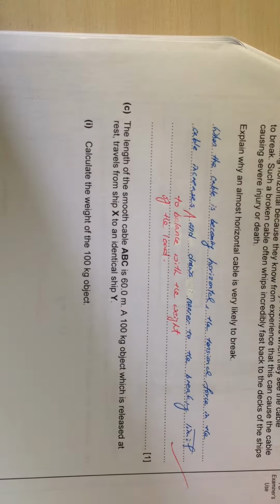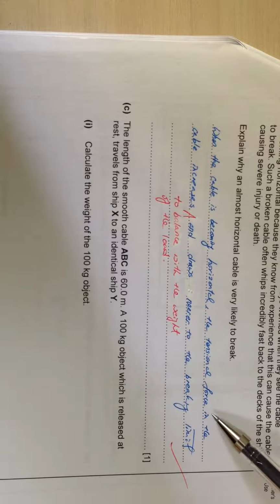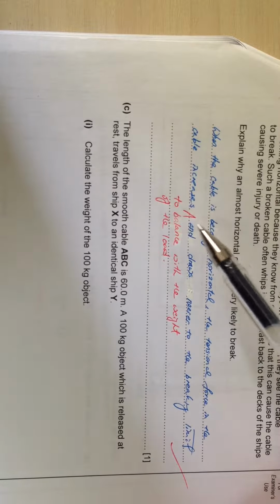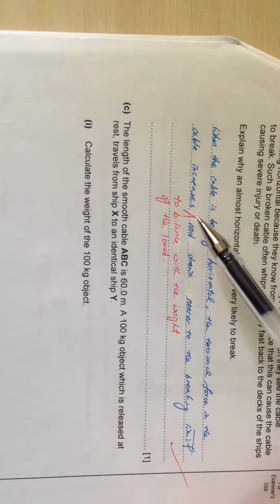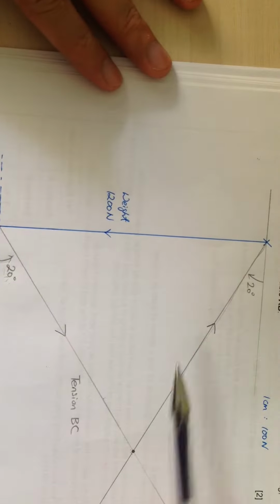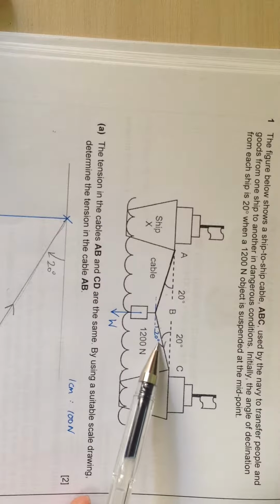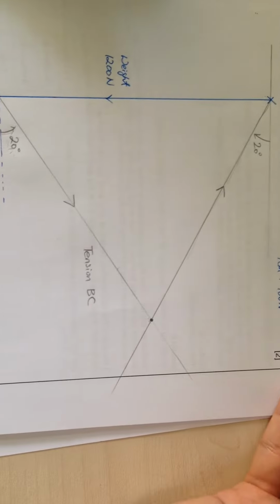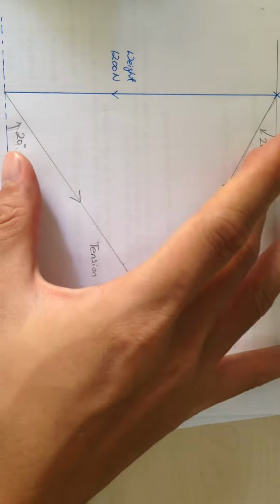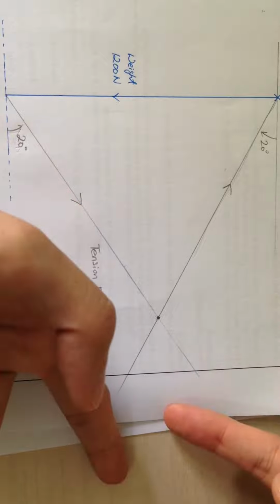So what I did is that I just simply explained that when the cable is becoming horizontal, the tensional force in the cable is going to increase. Now, some of the students may not be able to see this relationship. If you look at your free body diagram, if the cable is becoming horizontal, that means this angle, this 20 degree, is going to decrease, and this two line is going to be elongated.